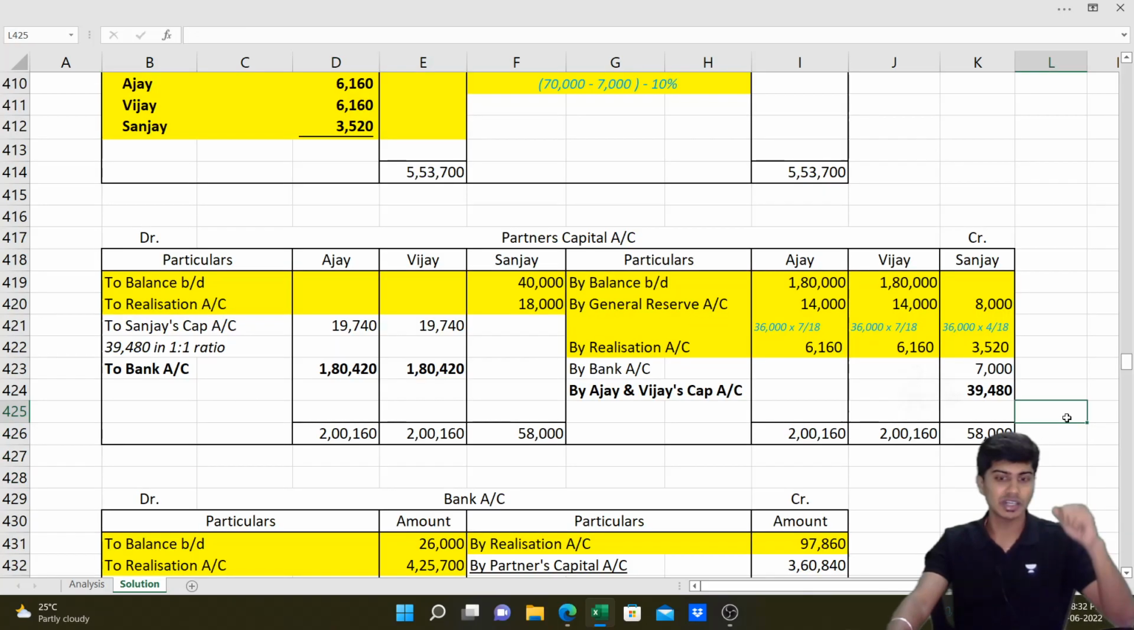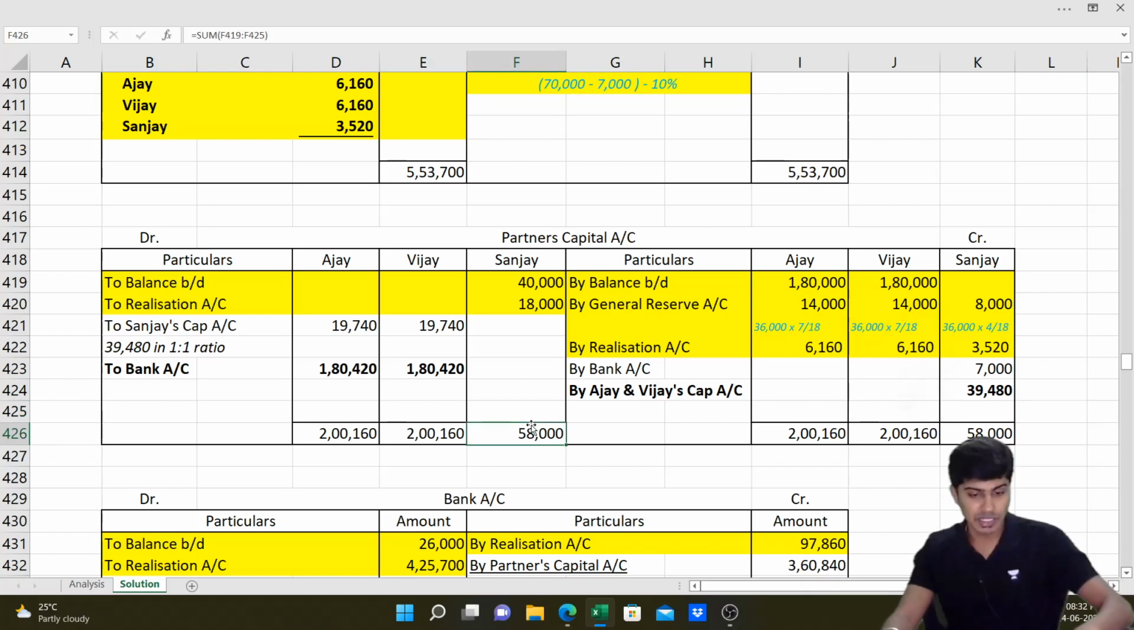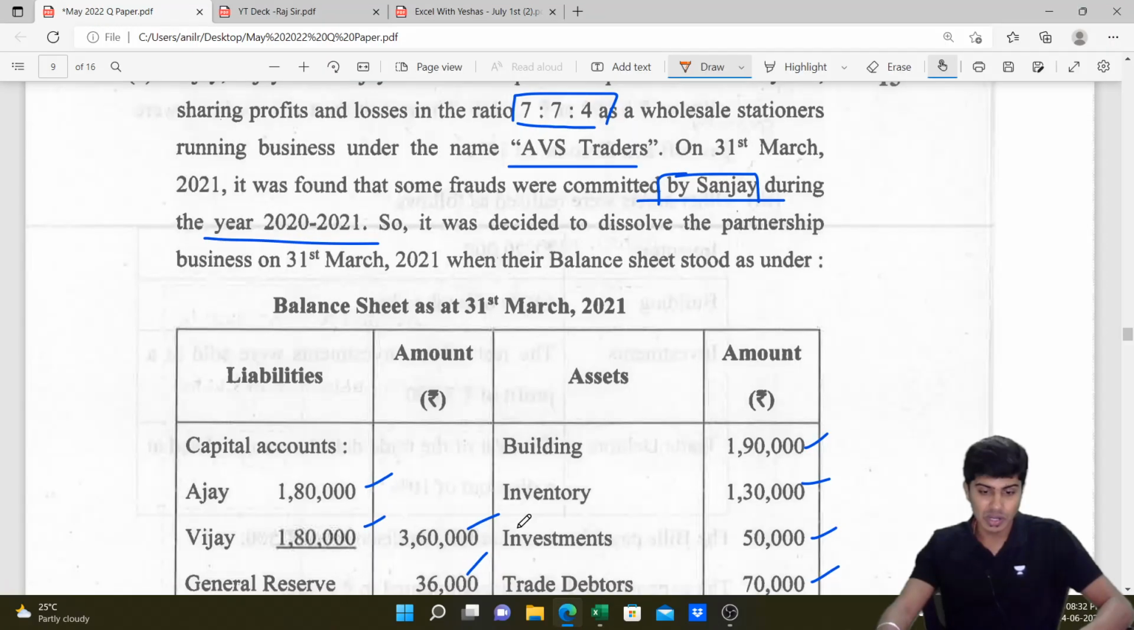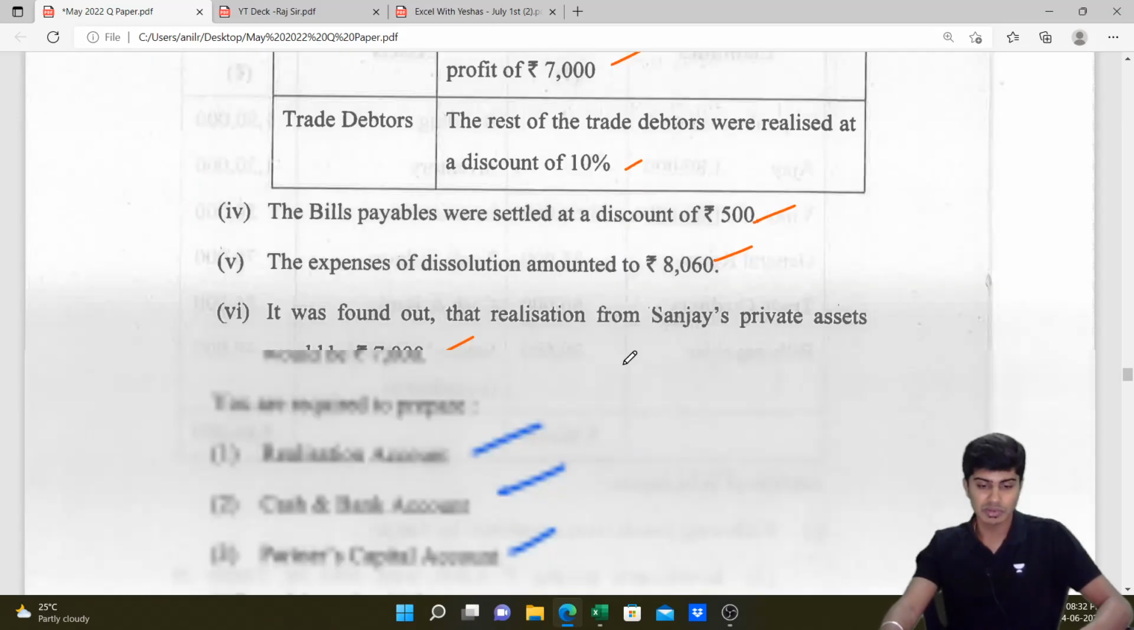Got it? Now, we'll see the balances. Sanjay has 8,000 plus 3,520 in his account. But he has to pay 40 plus 18, 58. Credit side, debit side, the total is more. So, there is negative balance in his account. Sanjay has to bring in money, but he can bring in only 7,000. That is what was told in the question. By sale of his private assets, he can only bring in 7,000 rupees. Balance has to be shared by other partners in their capital ratio.